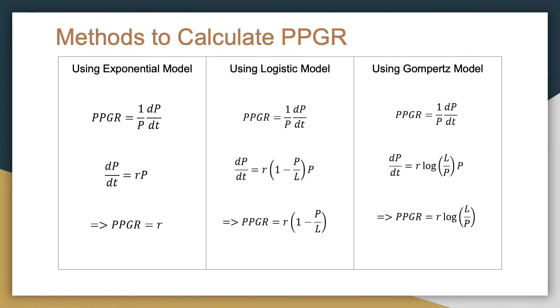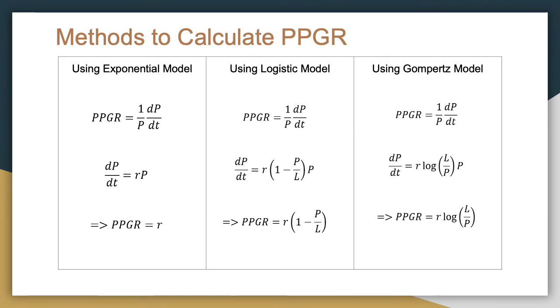Now, the three significant models have three significant methods of finding dp over dt. For the exponential model, dp over dt is equal to r times p, where r represents the growth rate and p represents the population. In the logistic model, dp over dt is equal to r times (1 minus p over L) times p, where in addition to r and p, L represents the limiting population. In the Gompertz model, dp over dt is equal to r times log(L over p) times p.